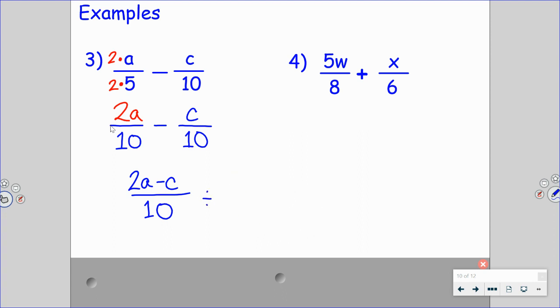Can anything divide or reduce? Now, I almost said 2 goes into both, but while 2 goes into 2A and 2 goes into 10, we have no way of knowing if 2 goes into C because we don't know what it is. So ladies and gents, that is our final answer.